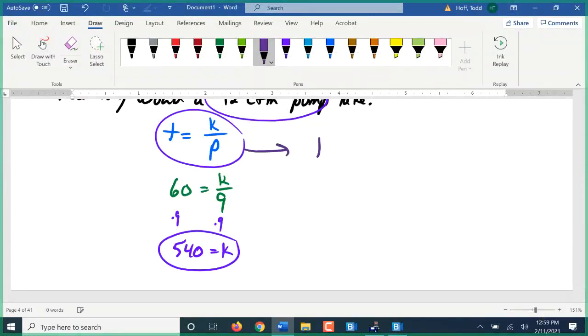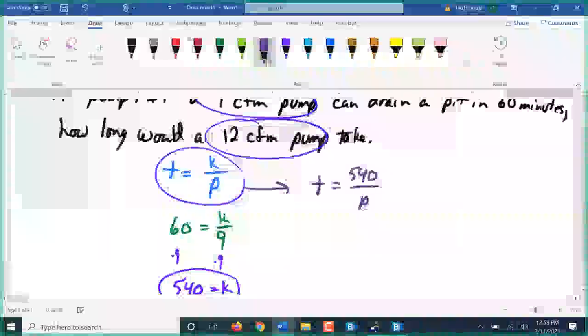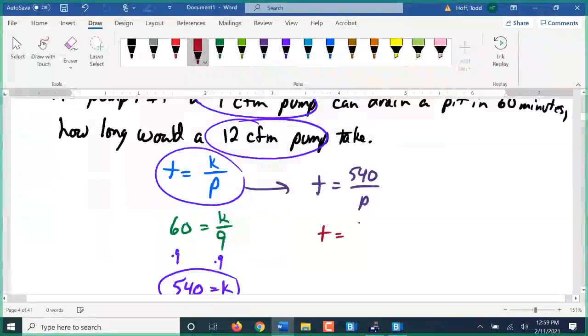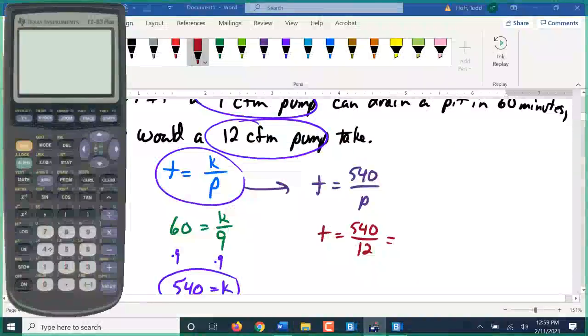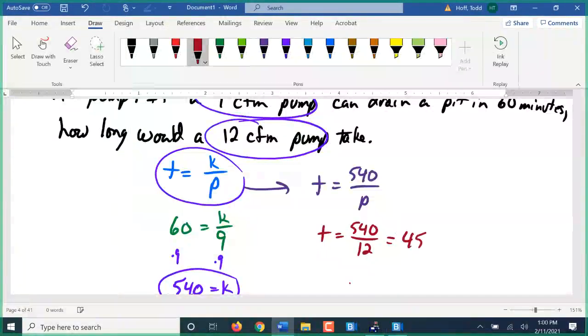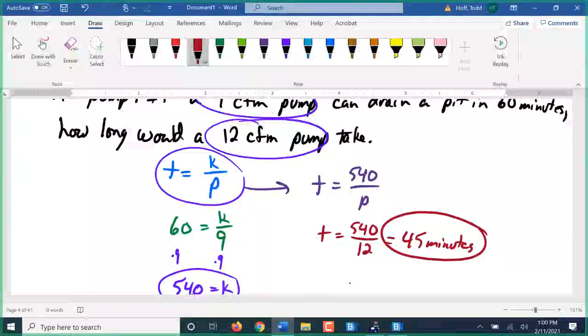So that tells me the time equals 540 divided by the pump size. If I want to know what that does for a 12 CFM pump, 540 divided by 12 is going to be 45 minutes. So there are a lot of applications where this applies. Both of these, direct or inverse variation, apply in mechanics and construction and all sorts of the trades.